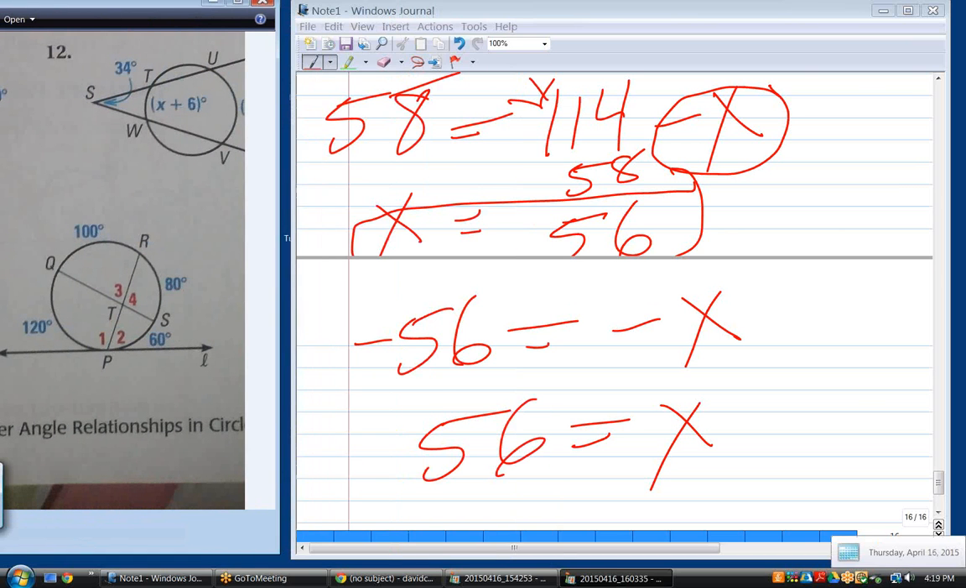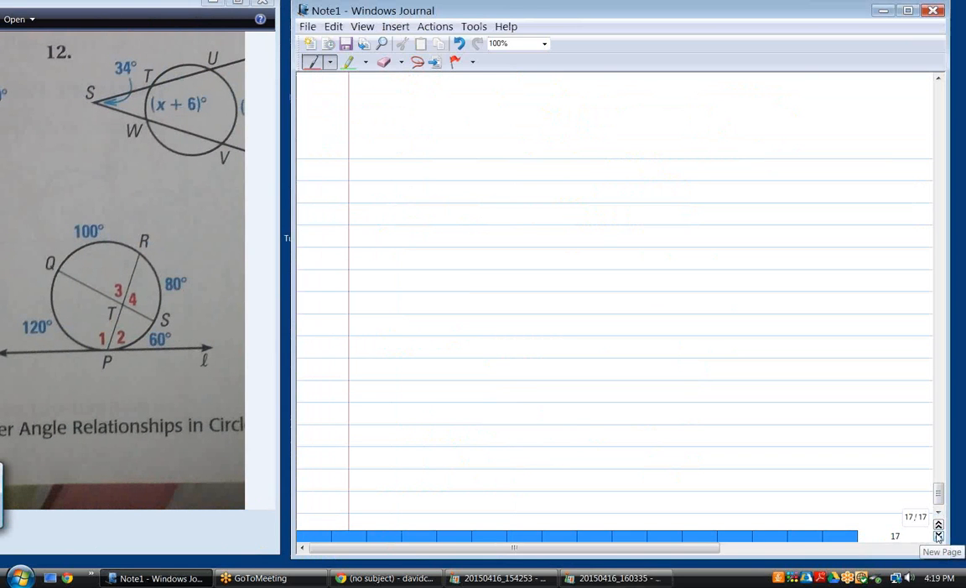Okay, number 12. I'm missing some information on this arc length right there. What does that say? It says 3x minus 2. Okay, so 34 degrees equals what? 34 degrees equals the quantity of x plus 6 plus the quantity of 3x minus 2, divided by 2. It's the difference of those two, not the sum. Okay, so it's 3x minus 2 in parentheses.